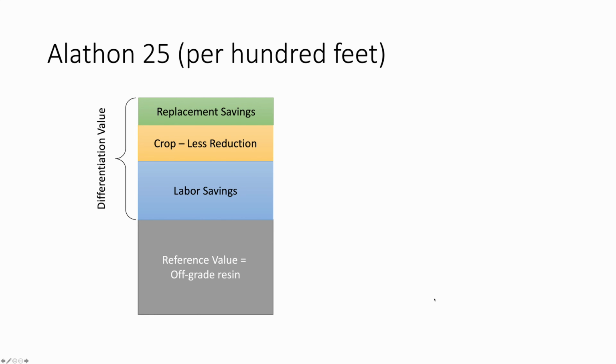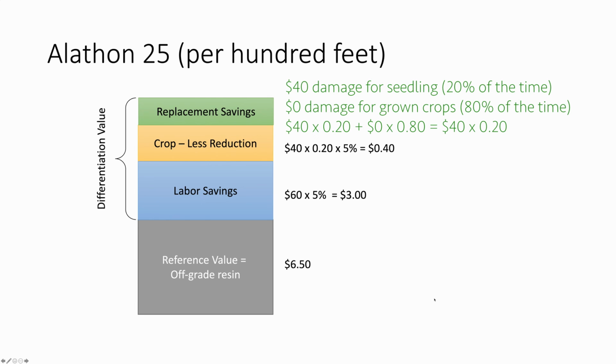Let's put in the numbers. The reference value is $6.50 per 100 feet for off-grade resin. Labor savings is $60 times 5% reduction in failure rate, so that's $3. Crop damages is $40 times only 20% when it's seedlings, it causes damage. The other 80% would cause no damage, so it's zero. So here you have 40% seedling damage times 20% of the occasions that happens, and then times 5% reduction in failure rate, that's 40 cents.